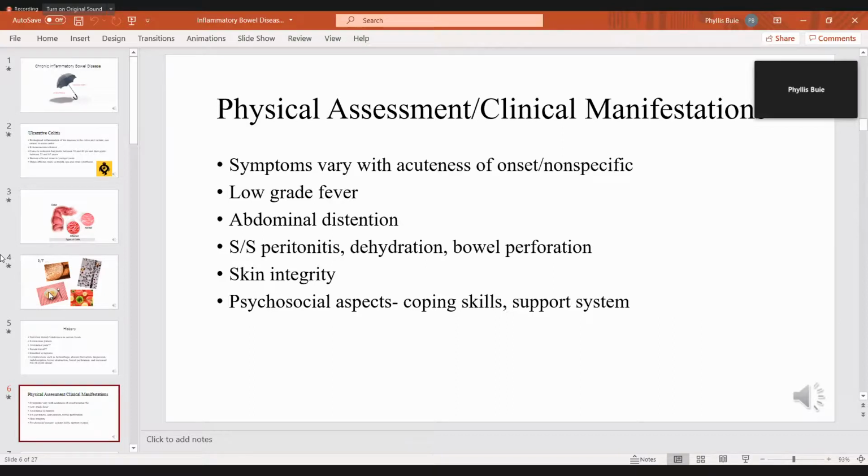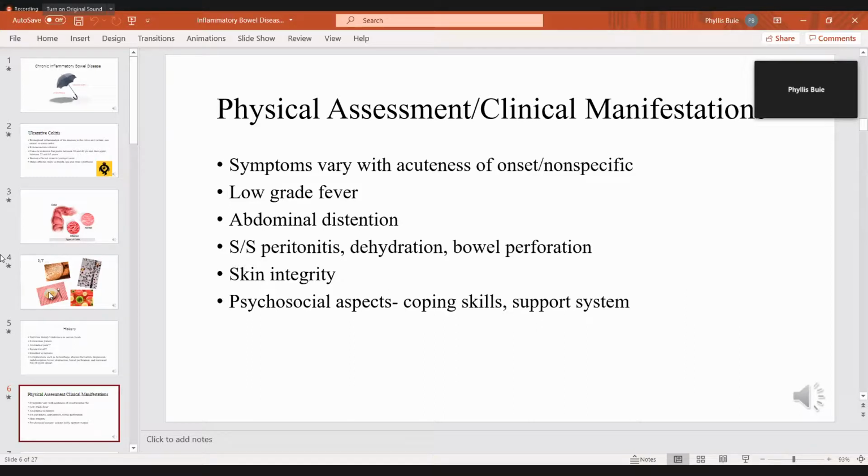What type of psychosocial aspects present themselves with these patients? We're looking at what type of support systems do they have available. They feel like they're tied to the toilet. They don't feel like they can go anywhere. They don't feel like they can do anything because they don't know when they're going to have to go to the bathroom. So they feel like they are just kind of tied to the toilet.